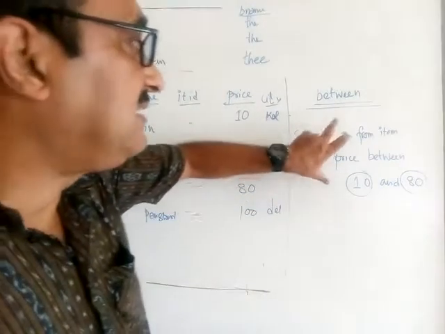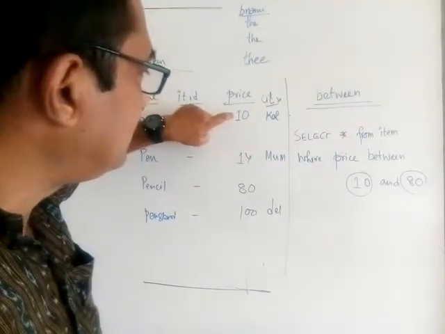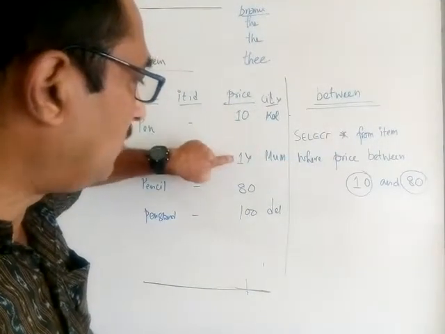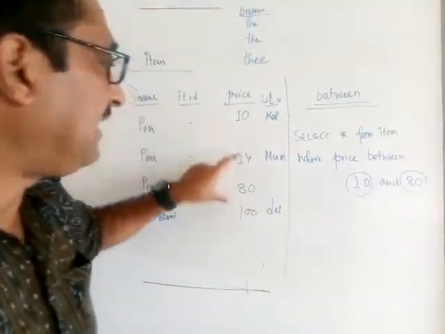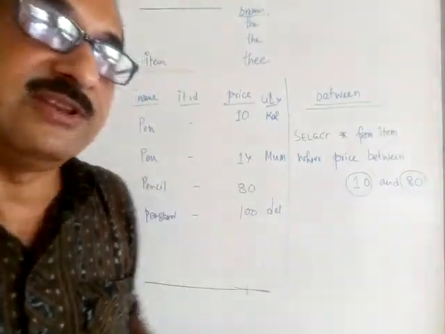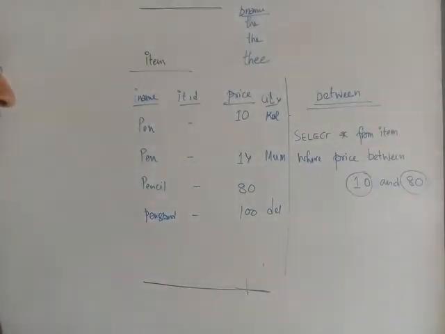That means if I write this command, I am going to get this one, this one, and also this one. BETWEEN doesn't mean only the values in between. 10 and 80 are also included in this.